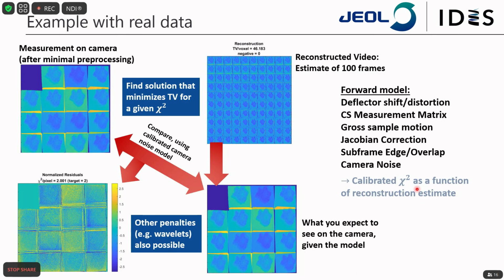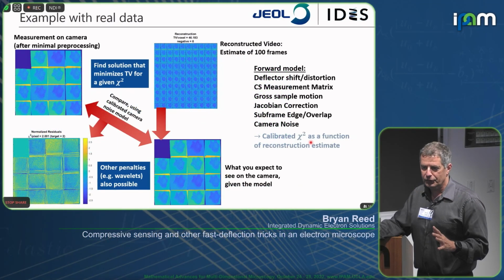So an example with real data. This is on a system at Sandia National Laboratory, using a camera that is capable of maybe 1 hertz acquisition.